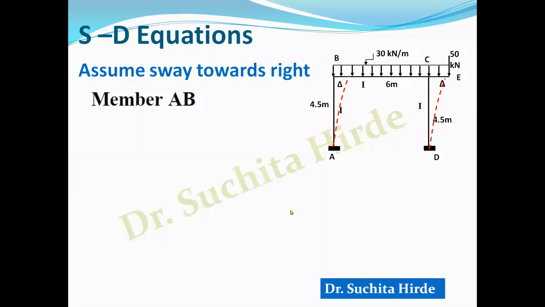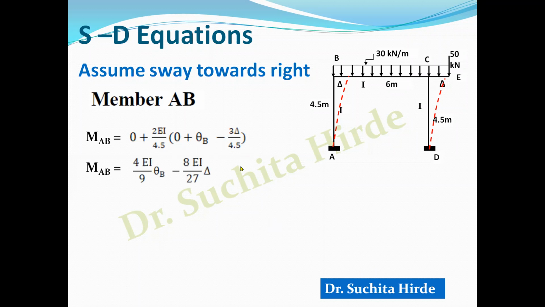First we will write the equation for member AB. MAB is equal to 0, the fixed end moment, plus 2EI by L, where L is 4.5, theta A is 0, therefore this term is 0, plus theta B minus 3 delta upon L. If you simplify, you will get this equation. Similarly, you can write MBA, where 0 is the fixed end moment and theta A is 0. So you will get this equation for MBA. MBA means moment at B whose far end is A.